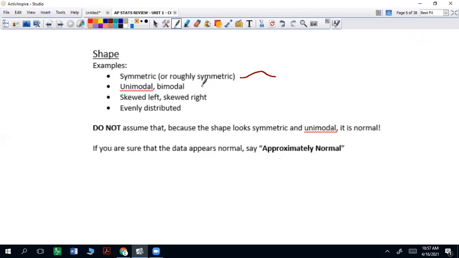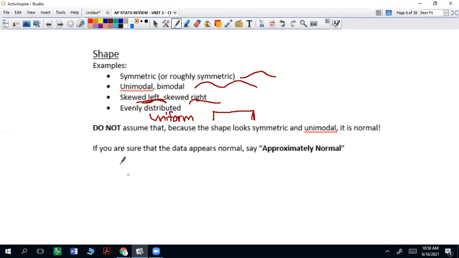Unimodal, bimodal. Bimodal would be like that. Skewed left. And skewed right. And then evenly distributed, another way that might be said is uniform. I don't know why I said evenly distributed, but uniform is the actual technical term for that. And that would be like this. Now, I don't know what data looks uniform, but most of the time it doesn't. But once in a while it looks like that.